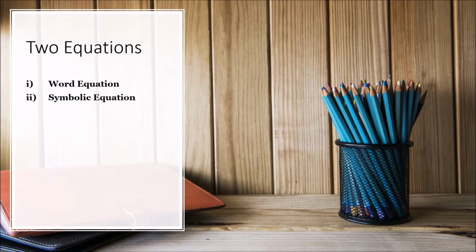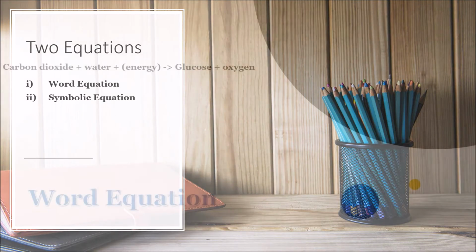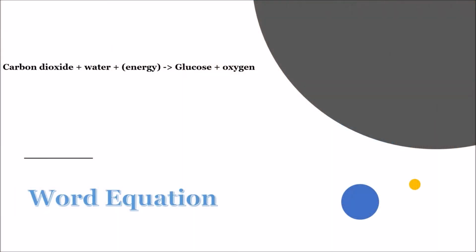The reaction can be written in two forms. One is word equation and the other one is symbolic equation. The word equation is carbon dioxide plus water plus energy gives rise to glucose plus oxygen. As usual, the word equation does not give precise information about a reaction.